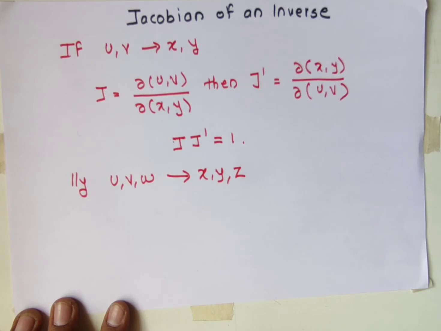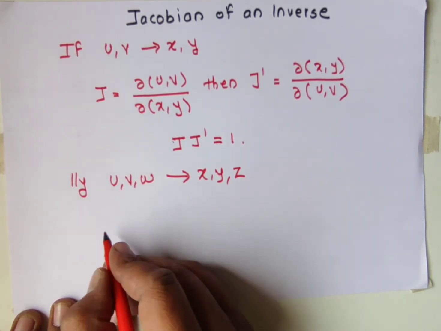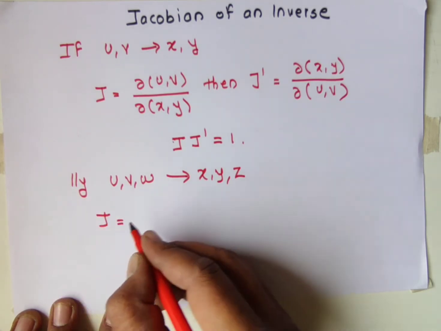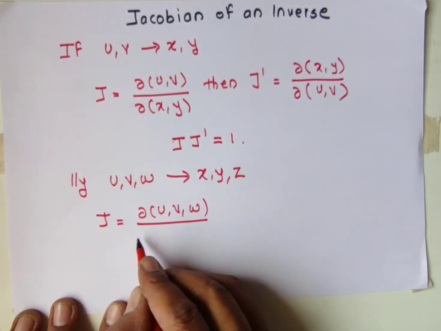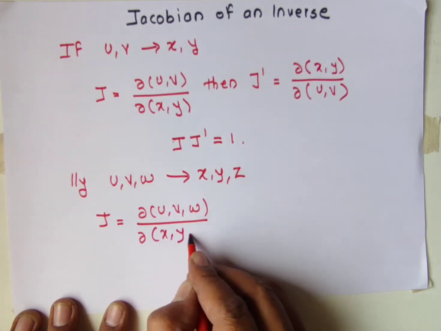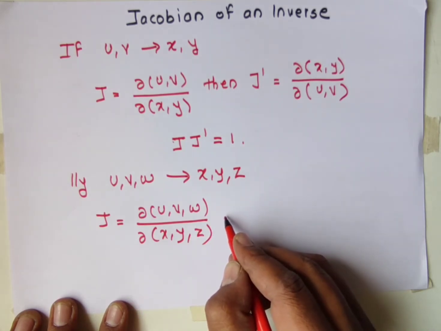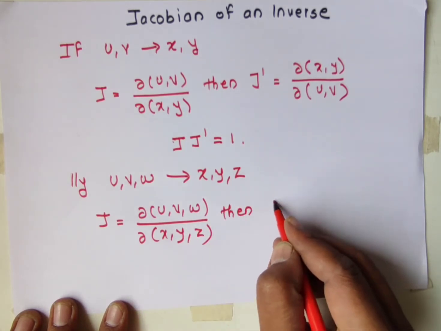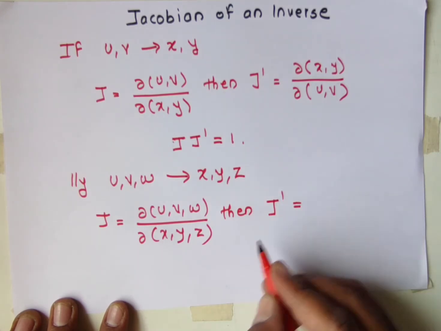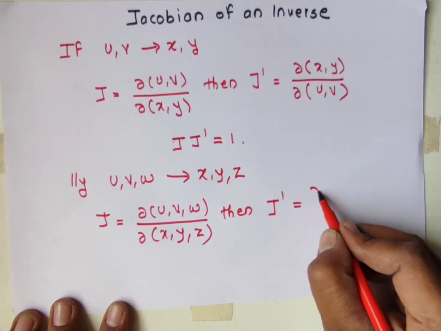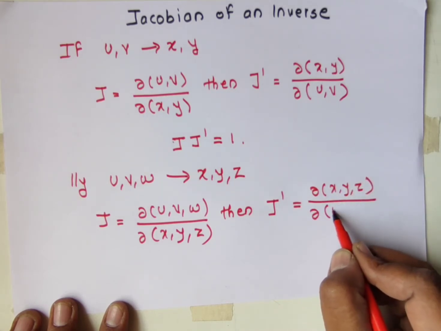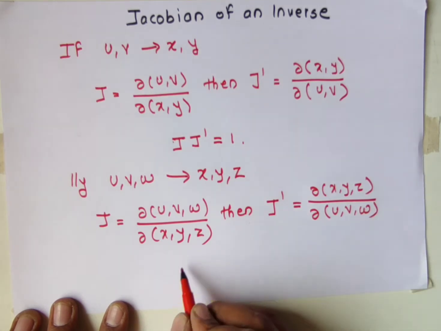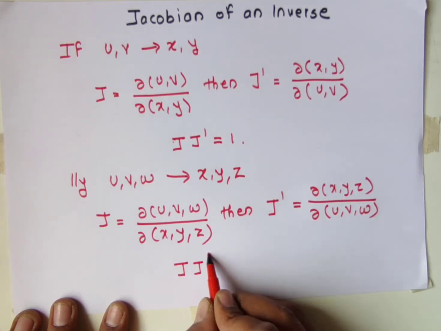Similarly, if u, v, w are functions of x, y, z, then the Jacobian J is equal to ∂(u,v,w) upon ∂(x,y,z). Any guess about this Jacobian inverse? Yes, we write the denominator into the numerator: ∂(x,y,z) upon ∂(u,v,w). Again the relation is the same, J J' is equal to 1.